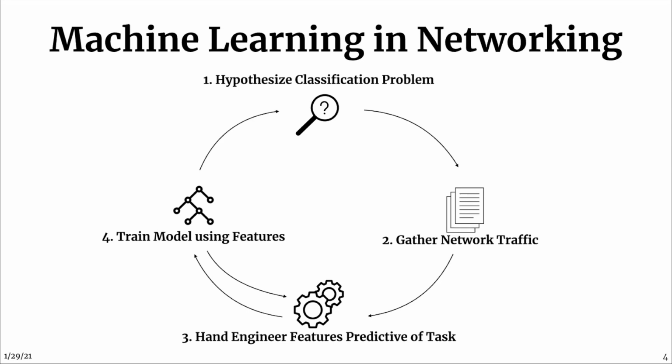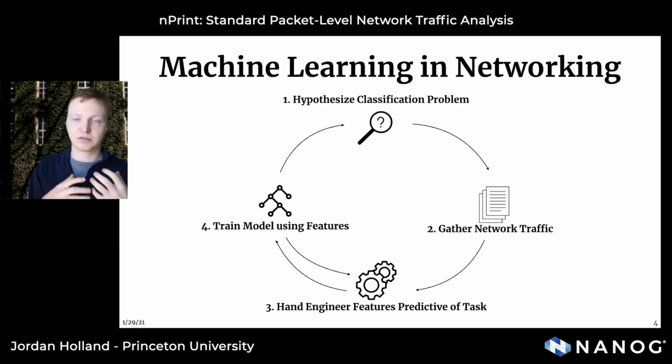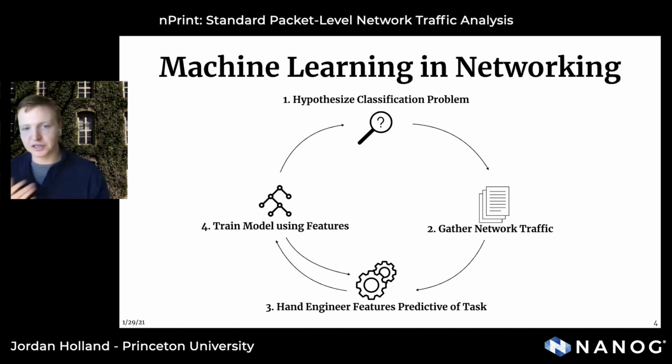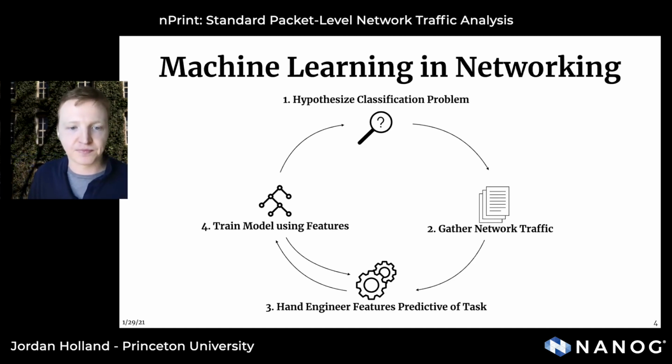And then we're going to train a model on those features we've extracted. And hopefully it does well, but really this goes back and forth. We take the performance of our model and say, oh, we could probably do better. We hand engineer more features, and then we train another model. And we continue doing this until we're satisfied with the model's performance.